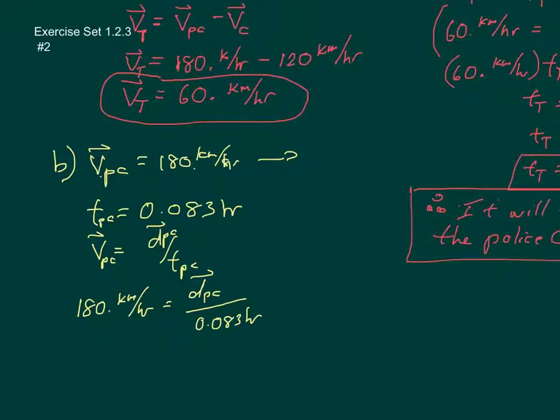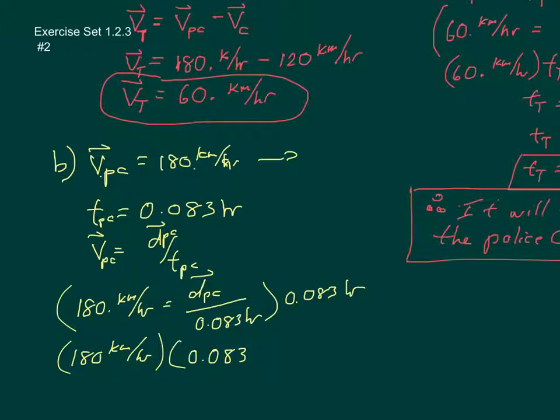So let's multiply both sides by 0.083 hours. So I get 180 kilometers per hour times 0.083 hours is equal to, now these cancel on this side, so I get DPC, which is displacement of the police car, which is what we want.